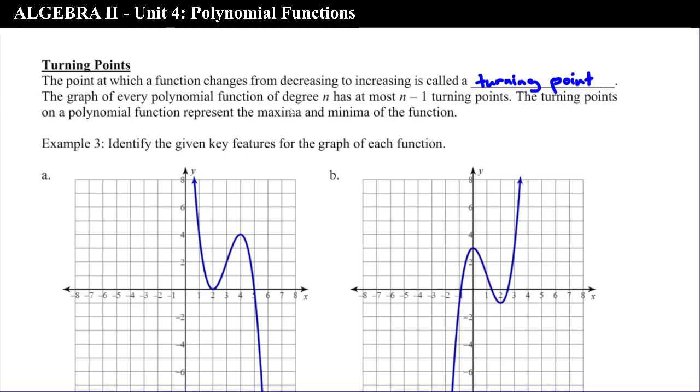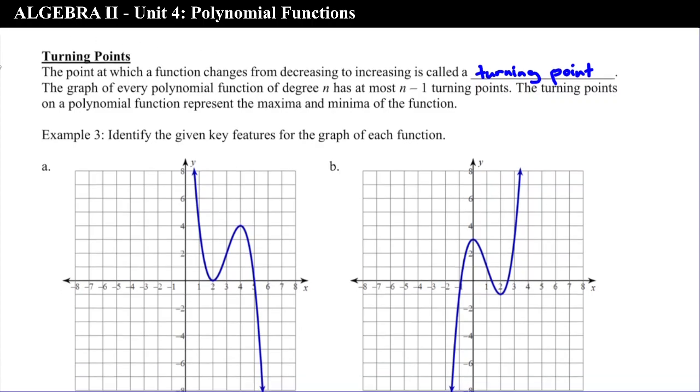Oh, and by the way, the graph of every polynomial function of degree n has at most n minus 1 turning points. So if your degree is 8, the highest exponent is 8, the most turning points you can have is 7. You can have fewer than that, but you're at most going to have 7 turning points.